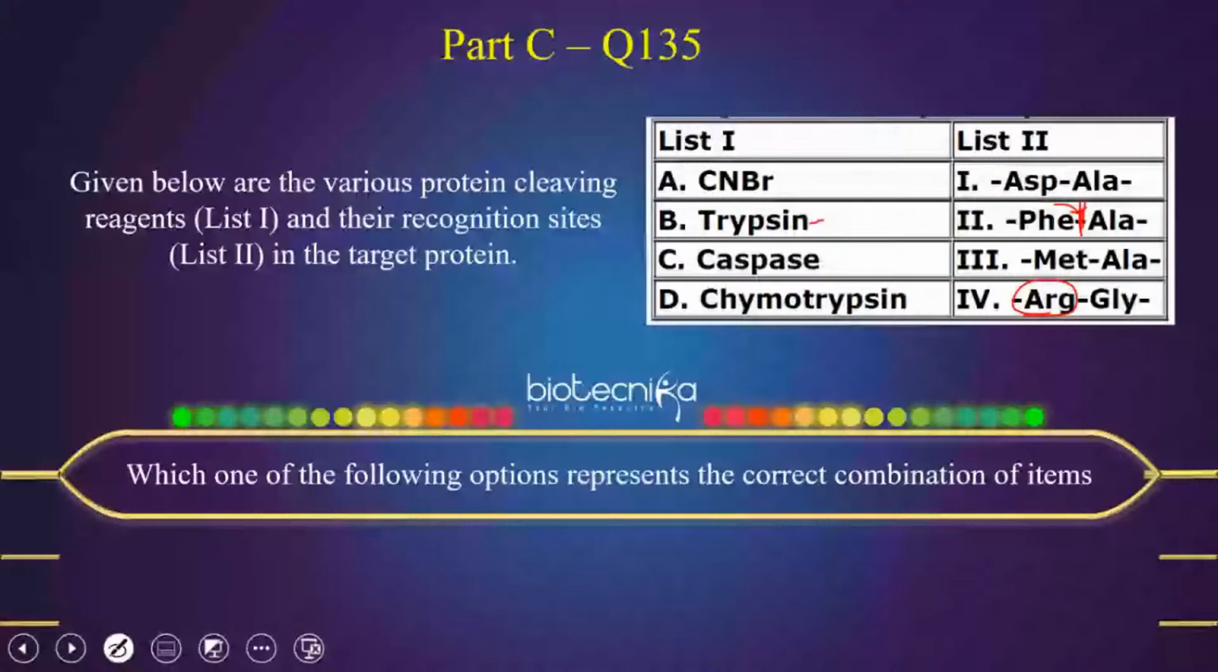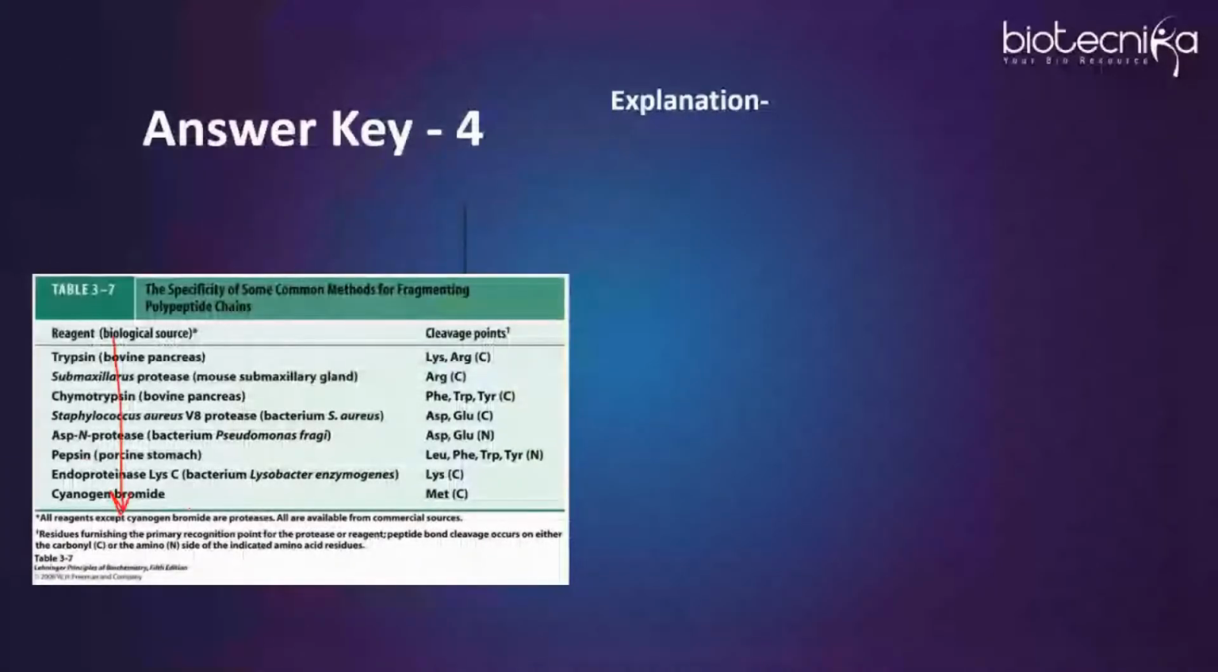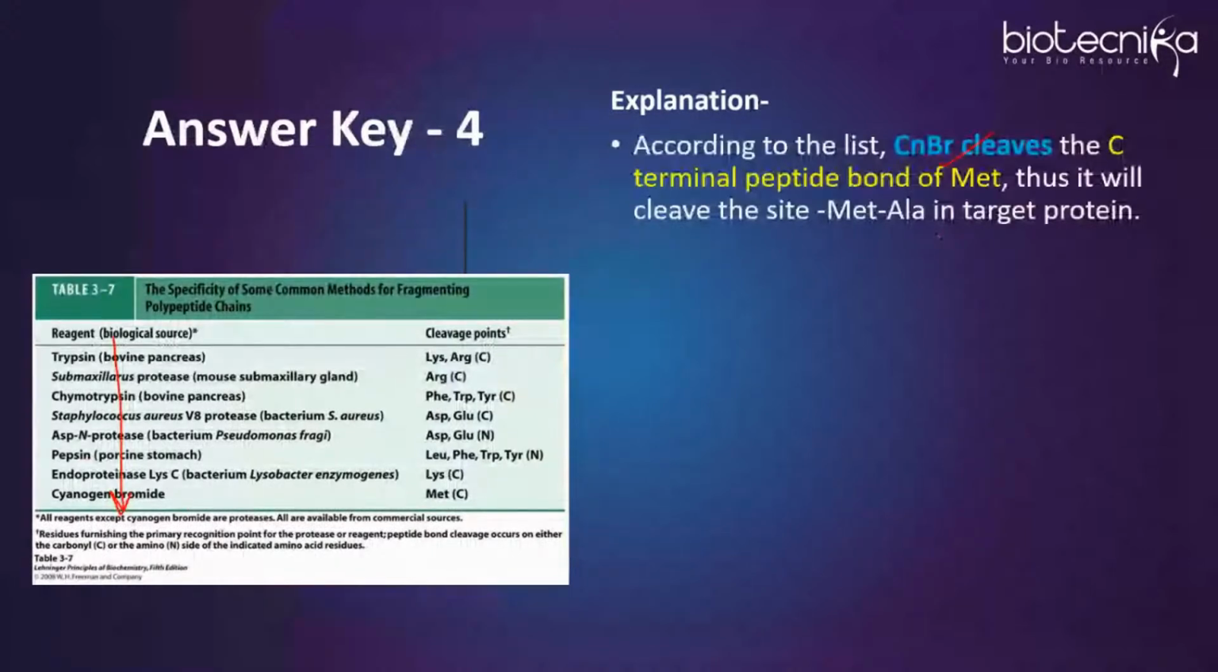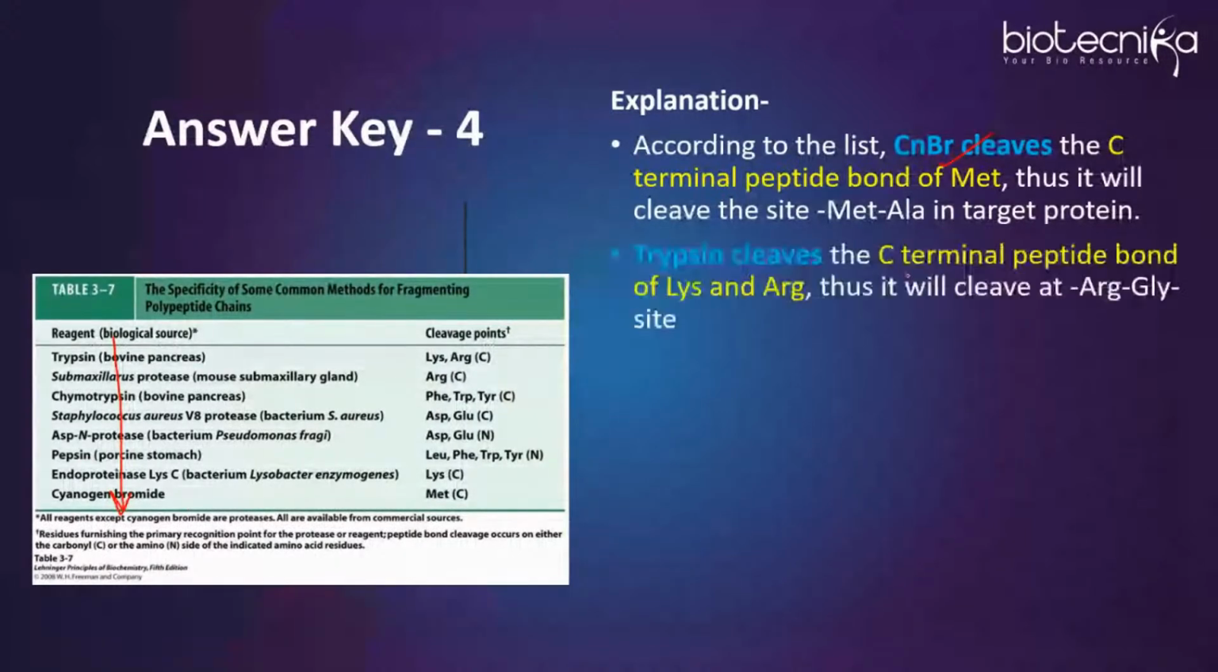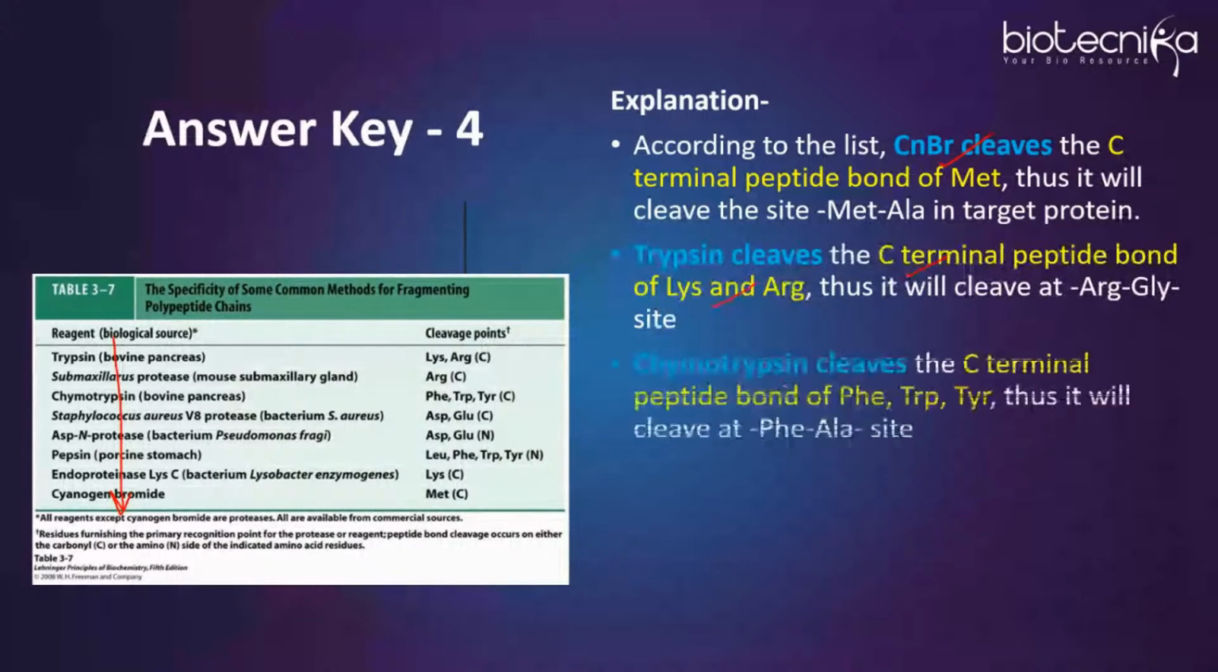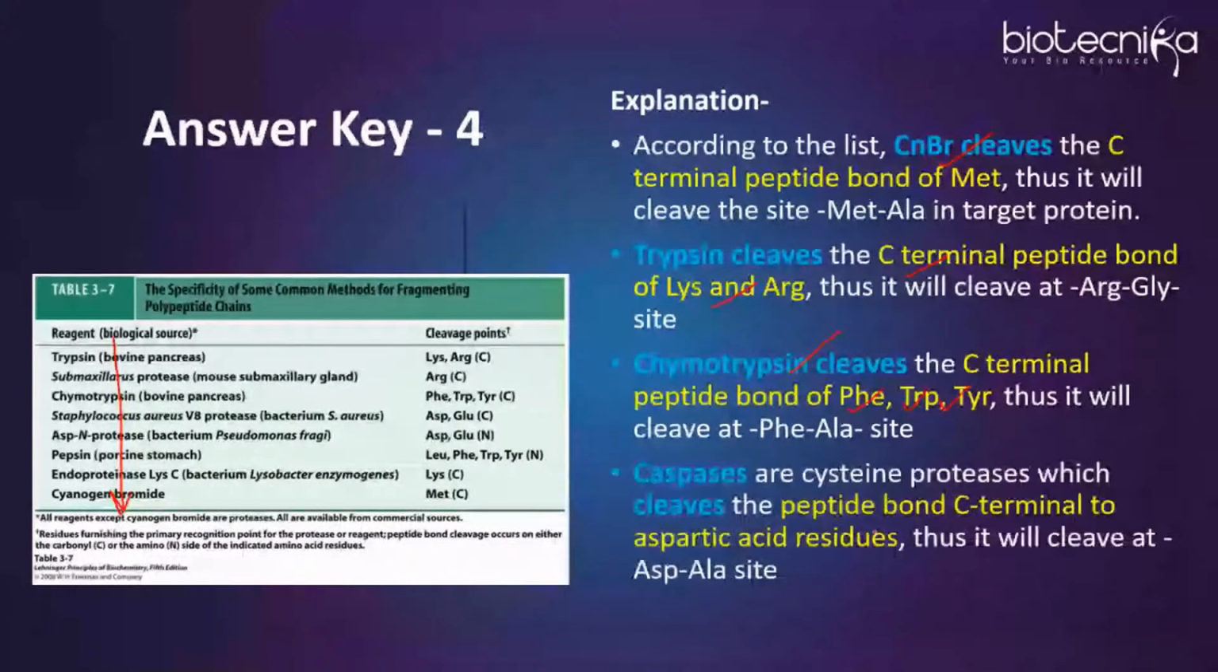And caspases, yes, they are cysteine proteases. They require this aspartate. Beside that, they will cut. So it is simple logic you have to apply, and this is also a theoretical question. You can just check this list from Lehninger book. So according to the list, CNBr cleaves at C terminal, trypsin cleaves C terminal of lysine and arginine, chymotrypsin cleaves C terminal of phenylalanine, tryptophan, and tyrosine, and caspases are cysteine proteases which cleave C terminal residue to aspartic acid residues. So that's why this is the answer.